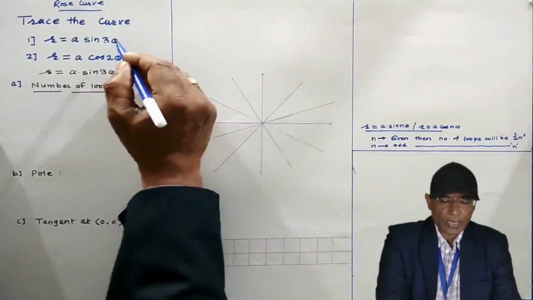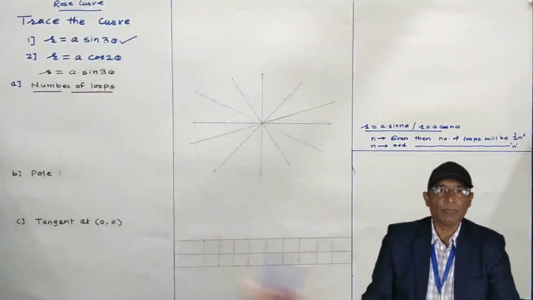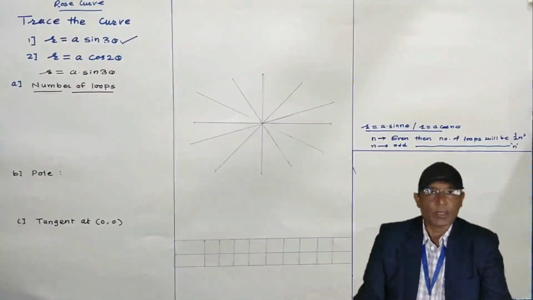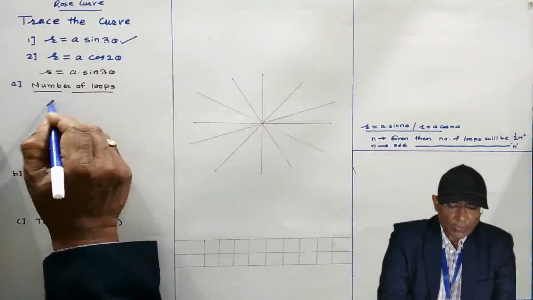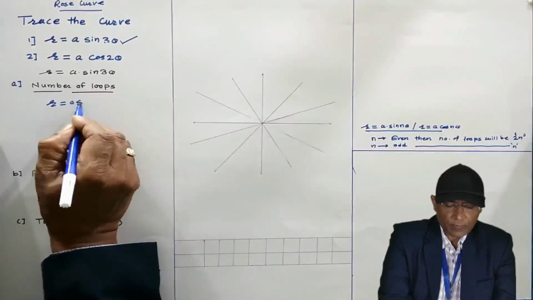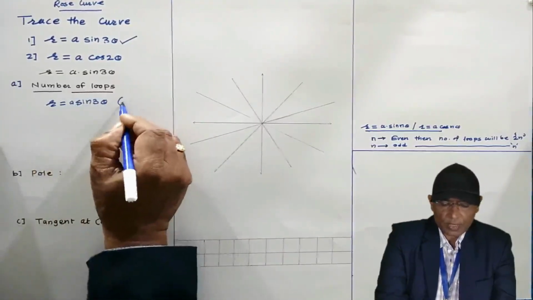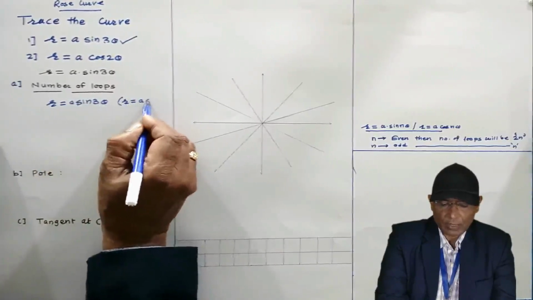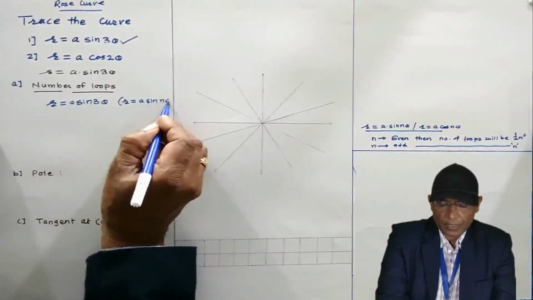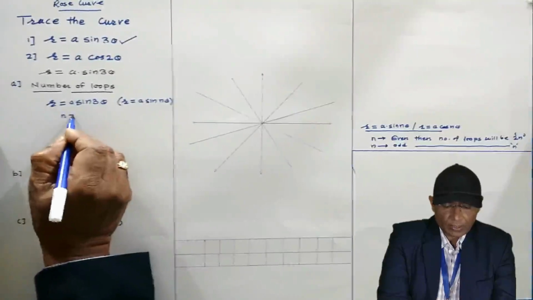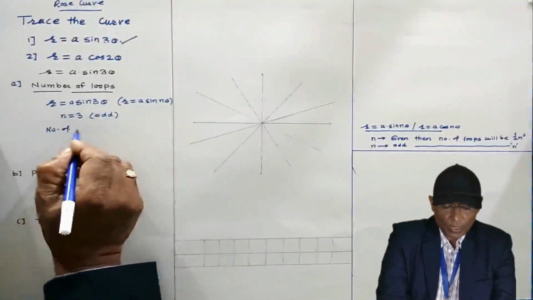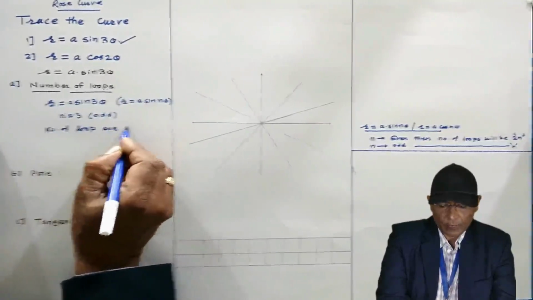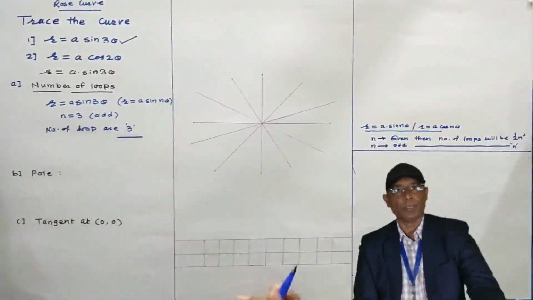Now r equals a sin 3 theta. This is the curve we are going to trace. First of all, we are going to discuss the characteristics of this curve. Number of loops: r equals a sin 3 theta is of the type r equals a sin n theta. Here n is 3, therefore the number of loops is 3. In this curve, 3 loops will be there.